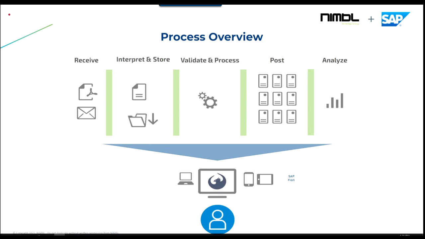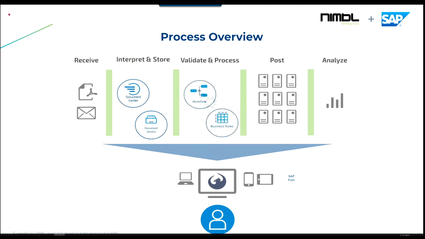So just a quick process overview from an AP perspective and how we modeled our solution. We've got essentially 5 process areas, right? The receiving, interpreting and storing of the invoice, validating and processing, the posting, and the analysis. All of this is consumed by the AP clerks and the approvers and everybody in the AP process, either through a mobile or desktop version. And we also have this concept of microservices in BTP that enable this process as you move through it.